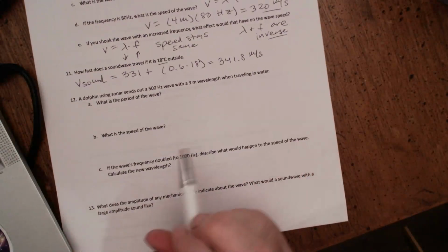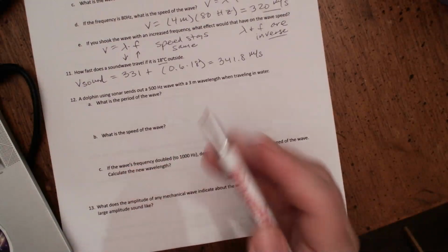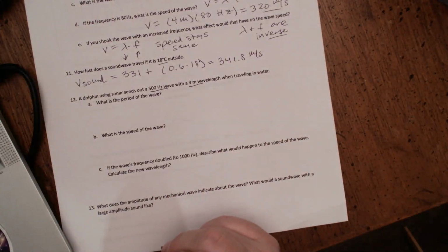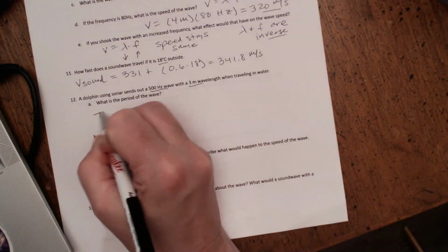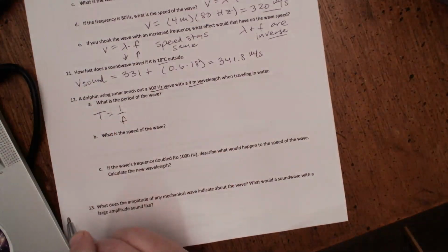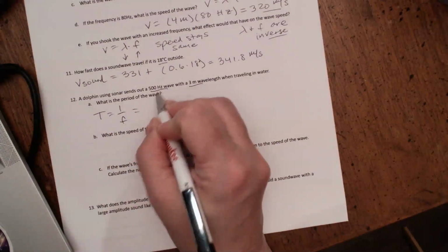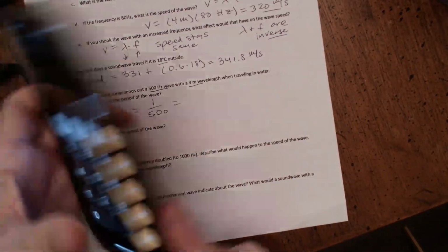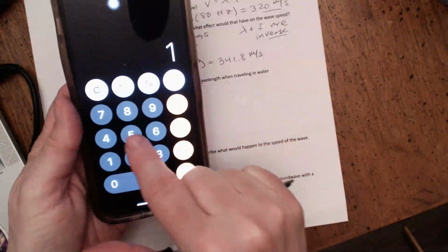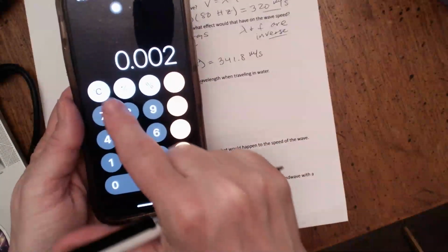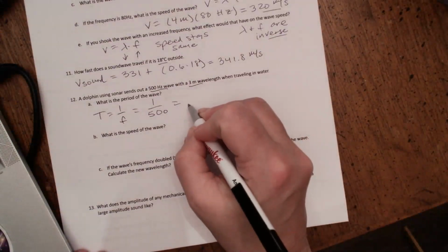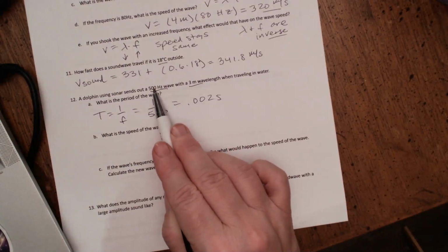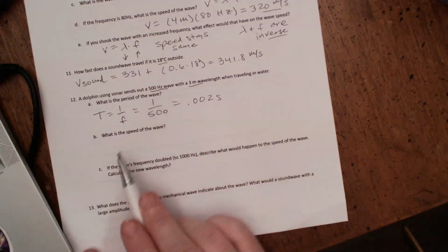A dolphin using sonar sends out a 500 hertz wave with a 3 meter wavelength. What is the period of this wave? Remember, period is 1 over frequency. So 500 hertz is the frequency. 1 over 500 is going to give me 0.002 seconds. So that's my number of seconds per cycle of that wave.